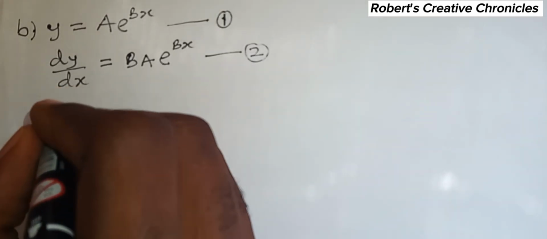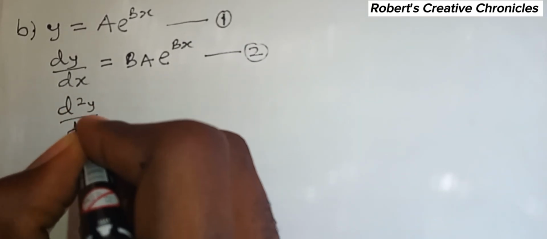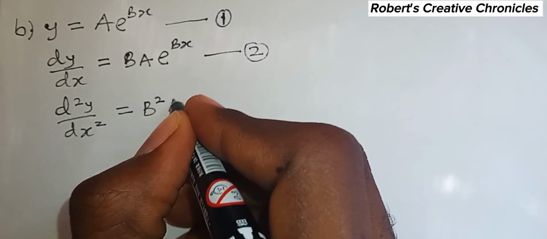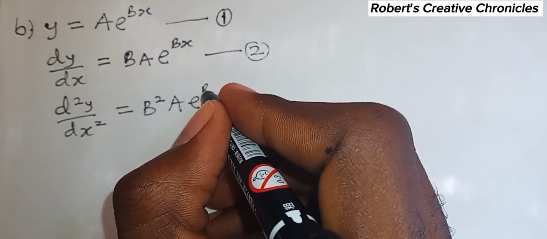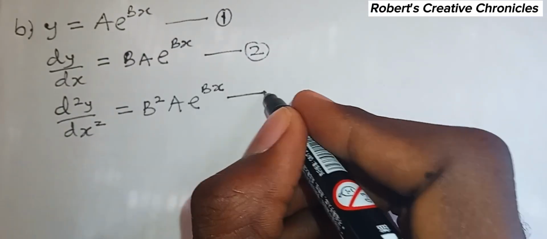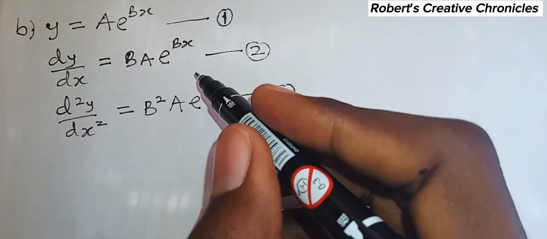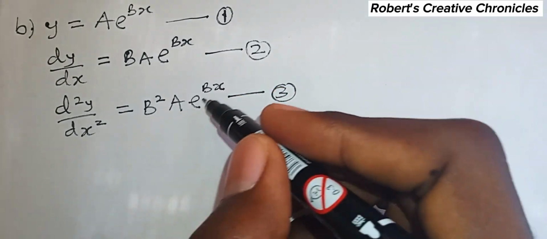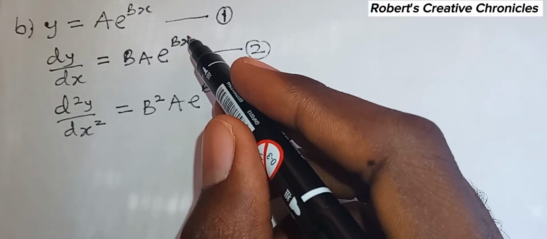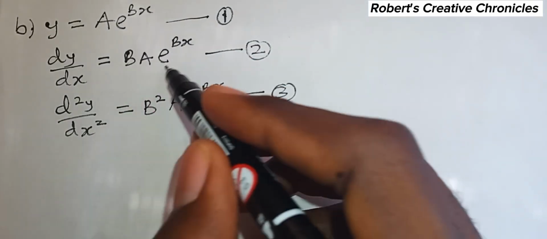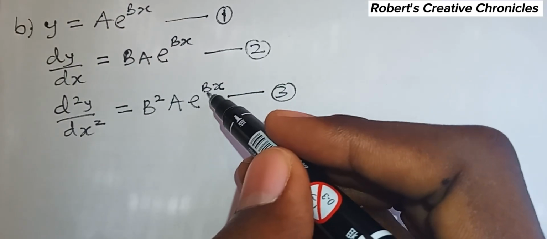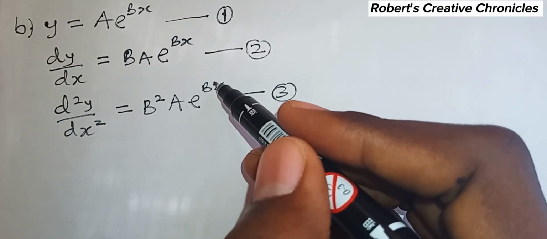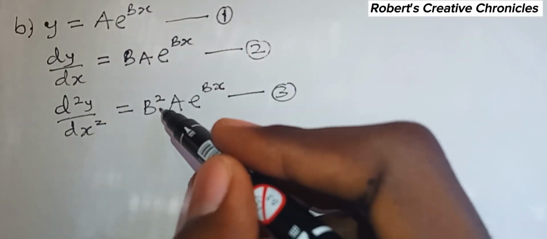Then let's find the second derivative, which will be b squared A exponential bx. In exponential functions, you differentiate the power and then you multiply it by everything. I've differentiated this power bx to get b and I've multiplied by the whole expression. Again, I differentiated the power of this exponent bx to get b and I multiplied by everything here. That gave me b squared.